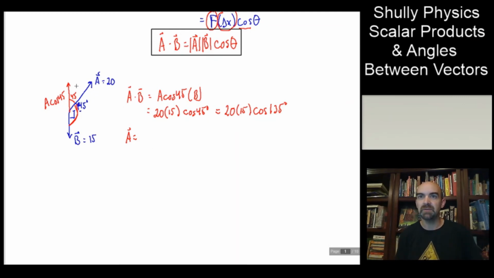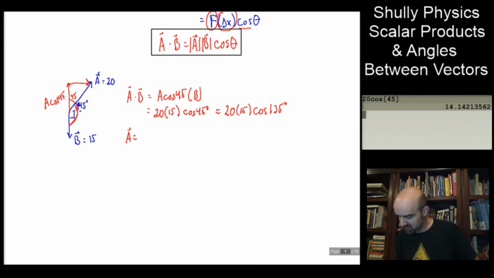A has two components to it. It goes up and over, and the angle between them is 45. So the up component, 20 cosine 45, is 14.14. And likewise, because it's a 45-degree angle, the horizontal side, the A sine 45, would also be 14.14.